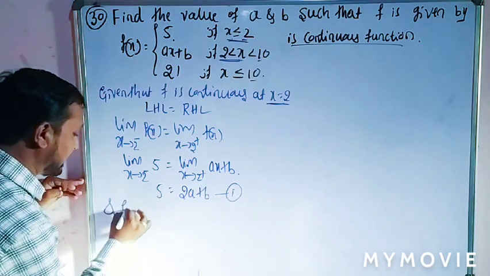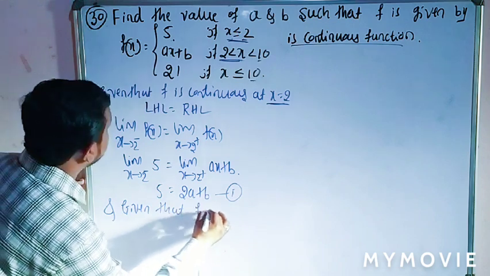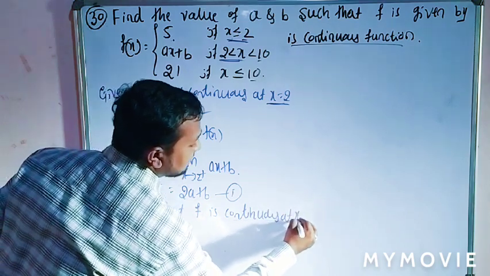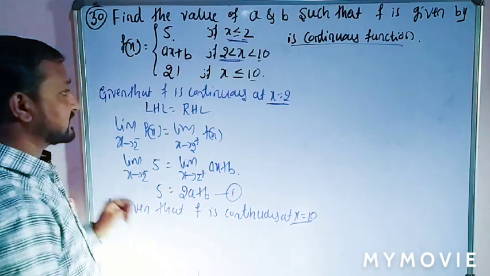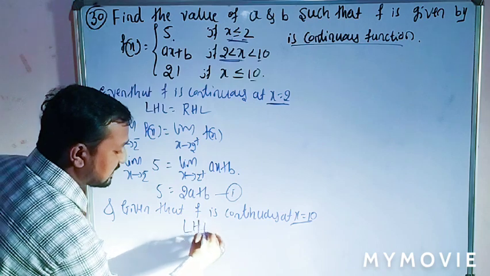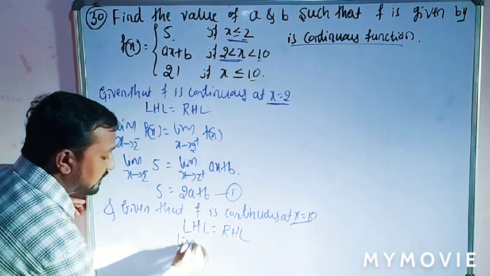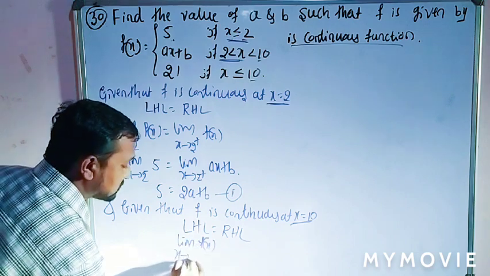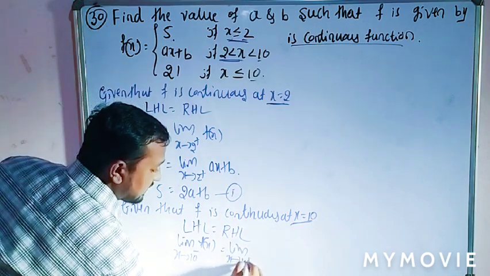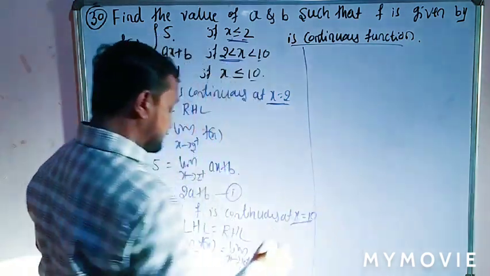Also given that f is continuous at x equal to 10. f is continuous at the point x equal to 10 also. So that is nothing but LHL is equal to RHL. Limit of f of x as x tends to 10 minus is equal to limit of x tends to 10 plus f of x. Is that clear?